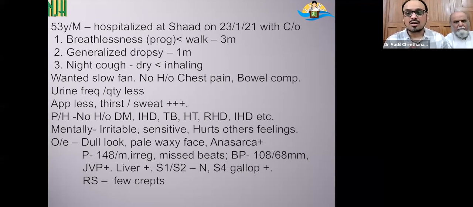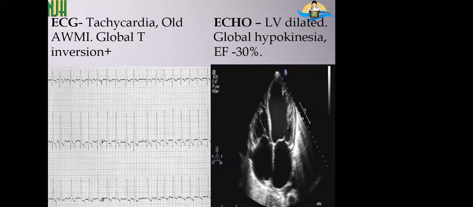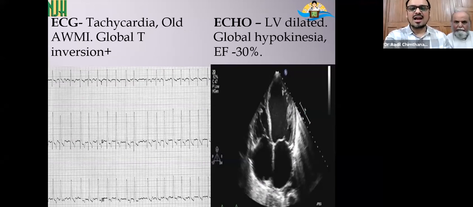Okay, so S4 gallop was there. That means we could hear lub dub, lub dub, lub dub. If you hear that, that is S3. Anyway, in the respiratory system, we had a few crepitations. This was the ECG, severe tachycardia, and this was the echo. His left ventricle was dilated and he had a global hypokinesis. Global means the entire heart, particularly right and left ventricle, were contracting very slowly and the pumping capacity is only 30%.